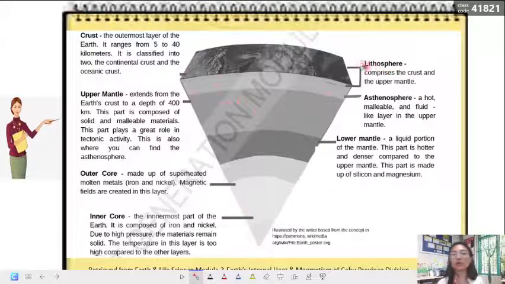Okay? So lithosphere comprises the crust and the upper mantle. So if you notice the labeling, that's the lithosphere, upper mantle, and crust. And asthenosphere is next to the lithosphere, wherein also found in the upper mantle. Okay, do you get it? So let's proceed.